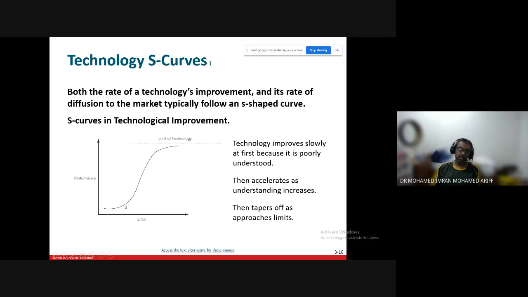So as you understand technology, as the technology performance increases, people will start using it more and more and more. Now technology is still here, so most of us are here. Next, maybe they have a new phone, then you will start a new S.